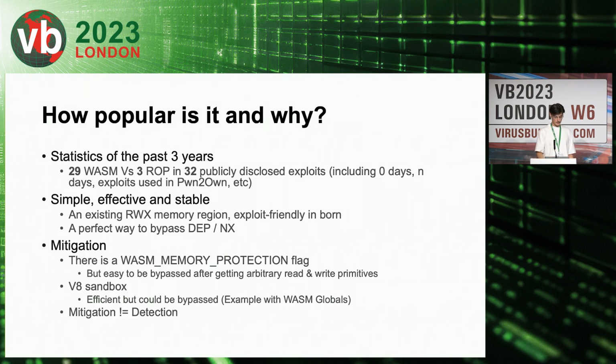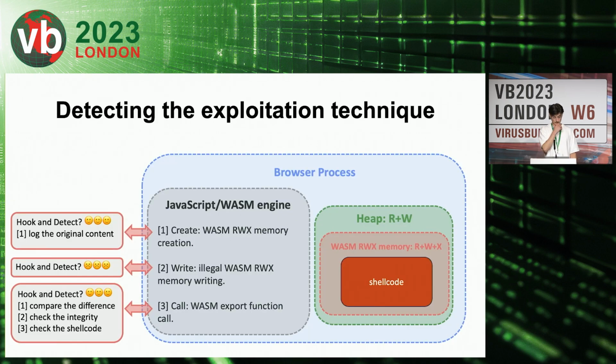In terms of mitigation, there is a WebAssembly memory protection flag that can be easily bypassed when the attacker gets arbitrary read and write. There is also a pretty recent one, which is the V8 sandbox. This one is very efficient, but it could also be bypassed. During this talk, we are not talking about mitigation, but about detection. We had a couple of ideas to detect exploits that use this technique, but overall, our main goal was to protect the RWX memory. So our bullseye here is this memory.